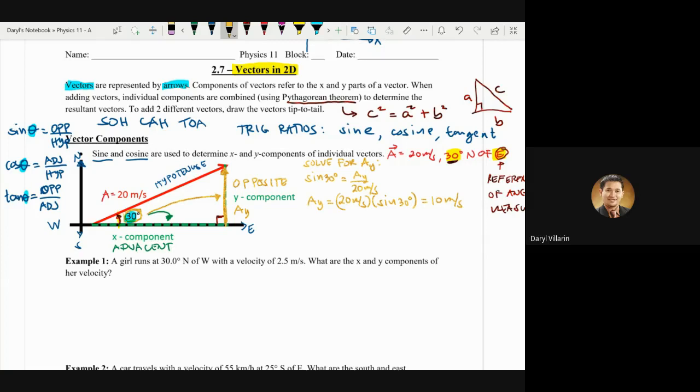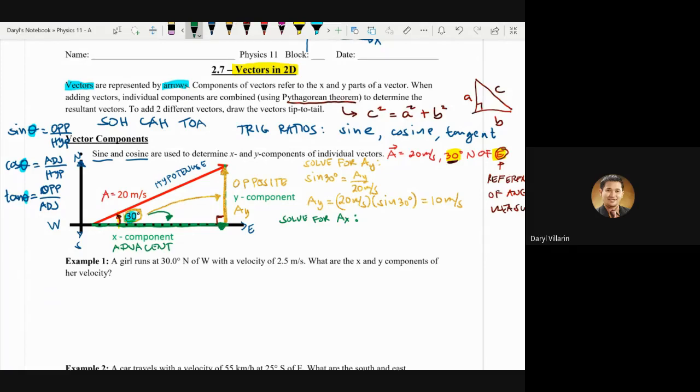vector A. And now if you want to solve for the x component, the x component is just this one here. And that is represented by the adjacent side of this right triangle that I made. So if you want to solve for AX, or the x component of your vector A, you look at your triangle. The x component is the adjacent side. I've been given the hypotenuse.